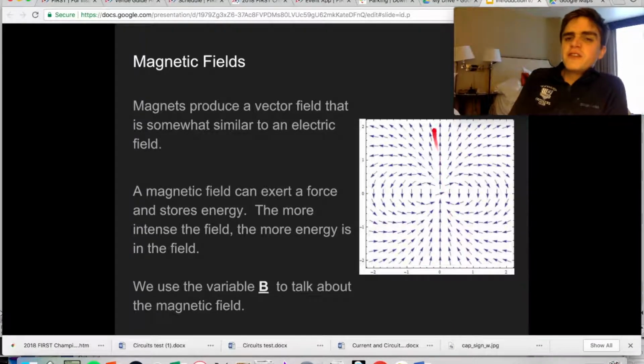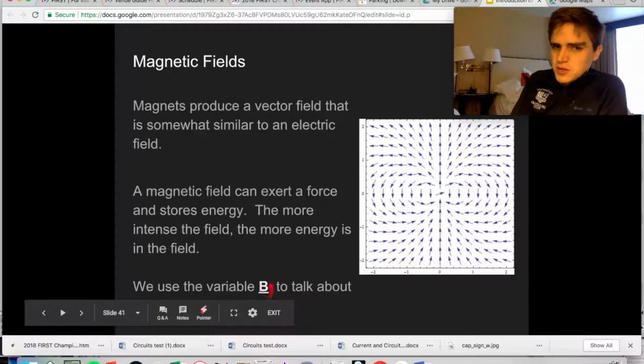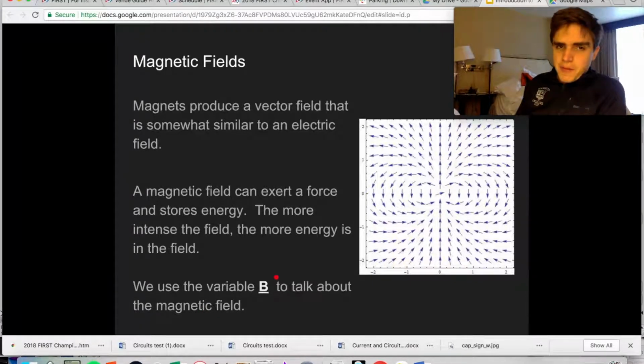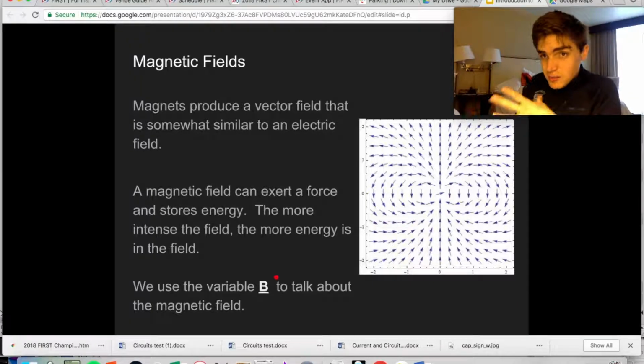Now we're familiar with electric fields, but actually we can make a magnetic field, which we call the capital letter B, just to confuse you. Capital B, magnetic field. So here's a magnetic field from a bar magnet. Magnetic fields can do work, they can store energy, they can change intensity. They're very similar to gravitational or electric fields, except they're caused by magnets, which makes them very annoying.